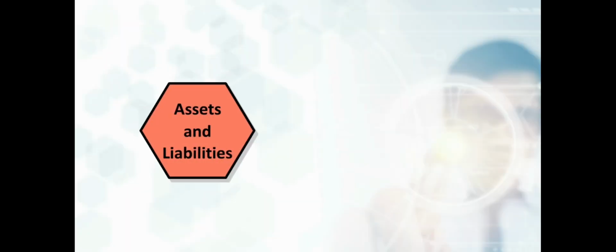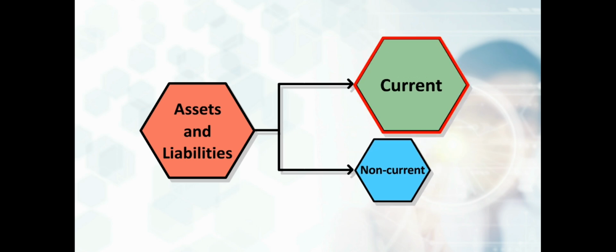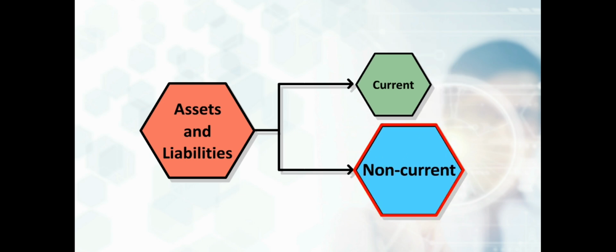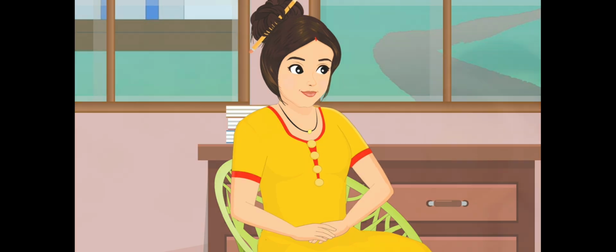Both assets and liabilities are classified as current and non-current. Current refers to those items that are due in the upcoming financial year. That is, they are due within the next 1 year. Non-current refers to those items that are due after 1 year. You could think of current as short-term and non-current as long-term.